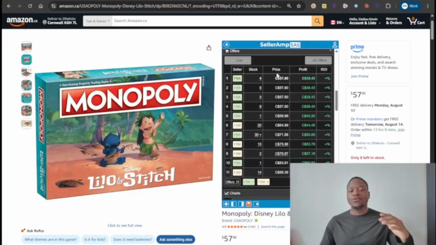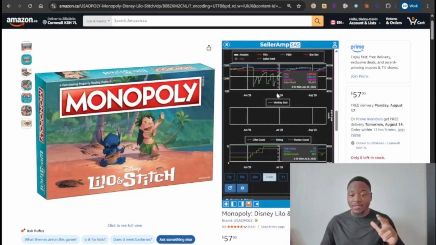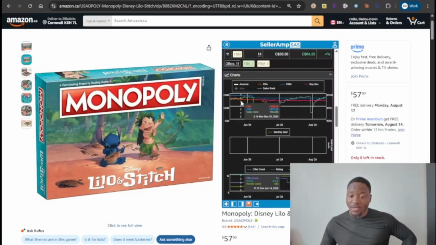It even gives you the list of Amazon, FBA, and FBM sellers inside the listing, how much stock they have, and how much they have their product priced at. So this is super powerful, guys. And like I said, it also has the Keepa graph integrated into it.